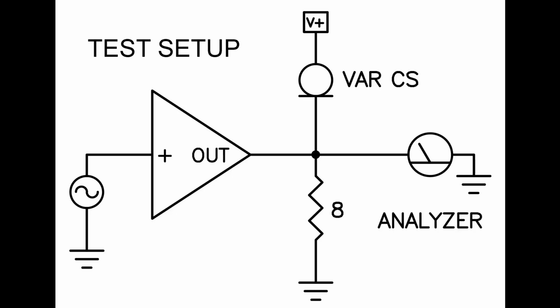In this case, I used a 250 watt 74 ohm resistor with a 60 volt variable DC supply and an Audio Precision System One analyzer for the distortion measurements.